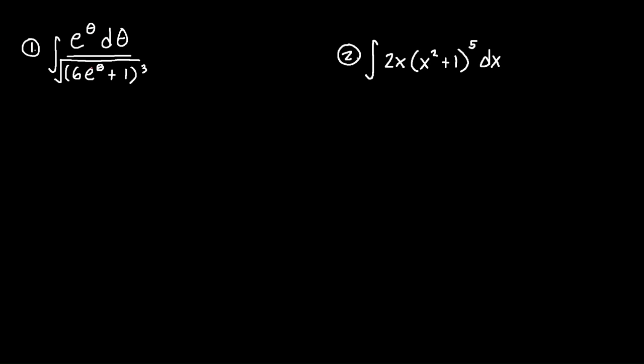So here we have the integral of e^θ dθ over the square root of 6e^θ plus 1, to the power of 3. But this is also an exponent. So we will rewrite this to simplify it so that it doesn't look intimidating. We can rewrite it as e^θ over (6e^θ + 1) to the power of 3 halves. Now we can use U substitution.